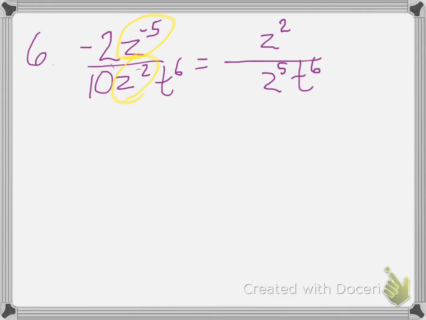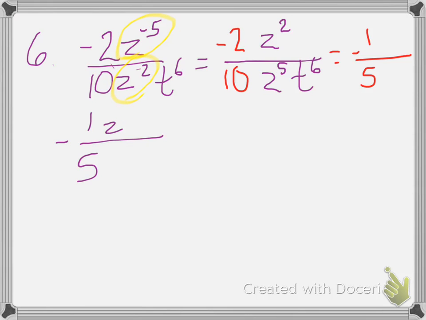And then the numbers, let me see if I can change colors. The numbers are not exponents, so I don't want to move them. I get negative 2 over 10. Well, negative 2 over 10 is the same as negative 1 over 5 if I simplify that fraction by dividing by 2. Now, if I rewrote the whole thing, I'd have negative 1 over 5. I have 2 z's on the top. I have 5 z's on the bottom. And 6 t's.